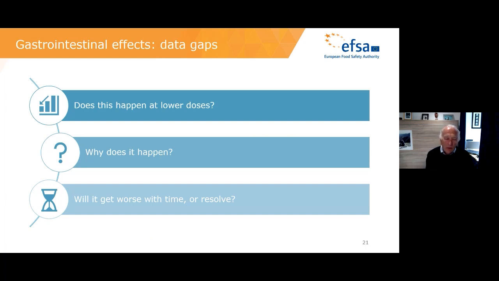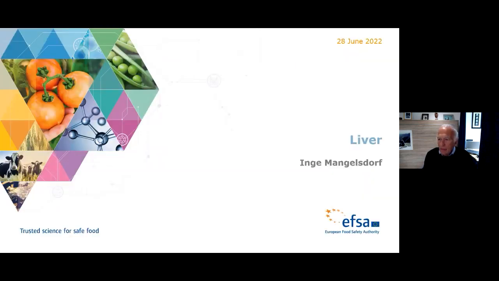So, does diarrhea occur in people who are given CBD at lower doses? Why does it happen? What is the mechanism? It's important to understand that because there may be downstream consequences. And the most important point is, will it get worse with time or will it resolve itself?